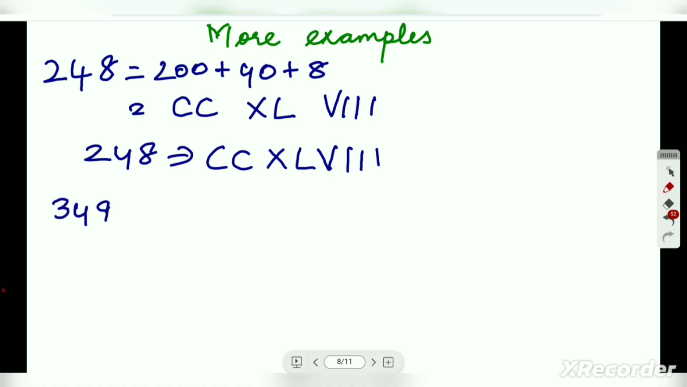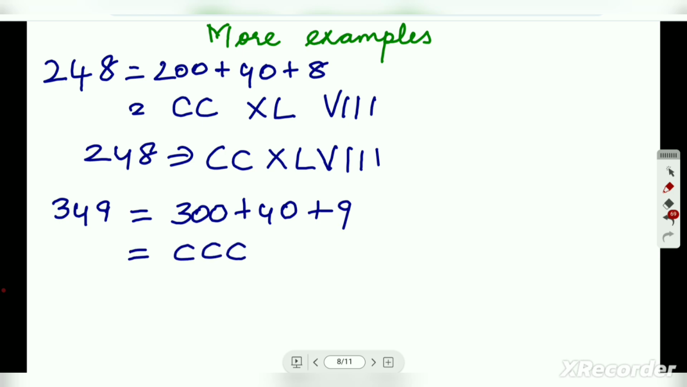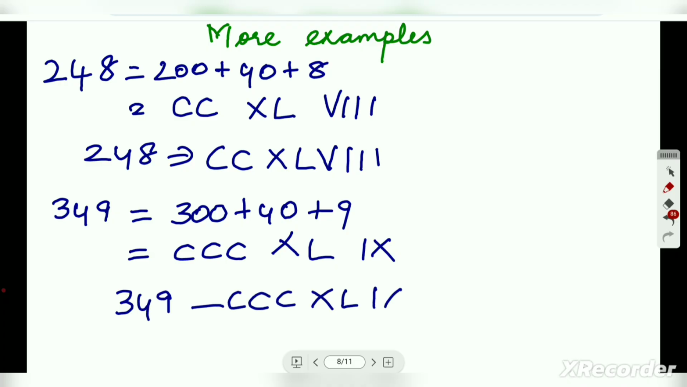Let's try another one. 349. Again break it. Try doing along with me. Okay, 349. You first break it into hundreds, tens and ones. So 300 plus 40 plus 9. 300 is CCC. 40 is XL. 9 is IX. Last step is combining everything. So 349 becomes CCCXLIX. Now notice how easy it becomes when we break the number into parts.